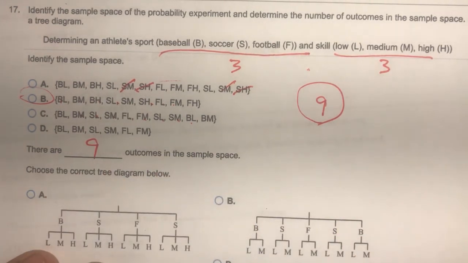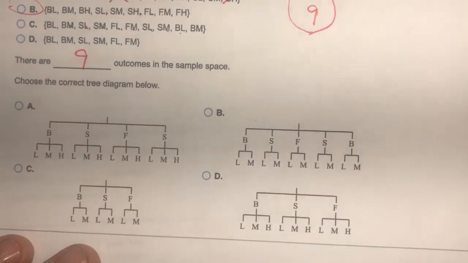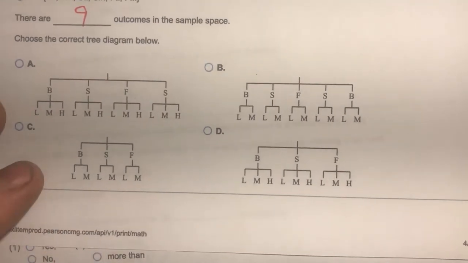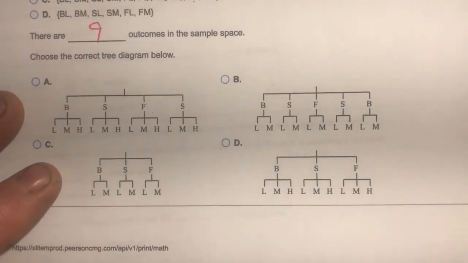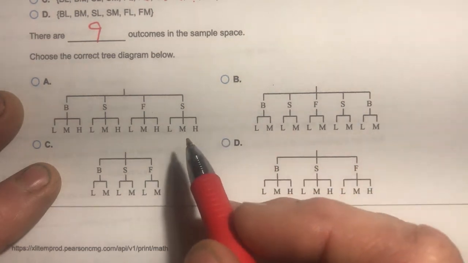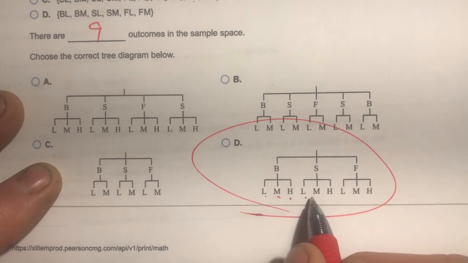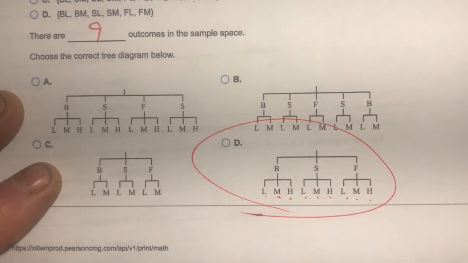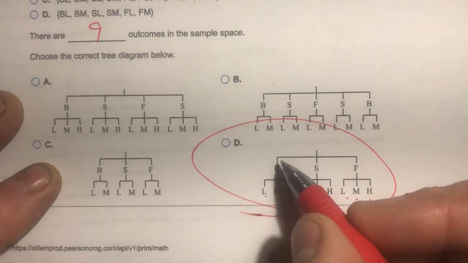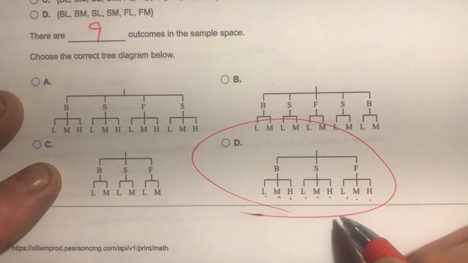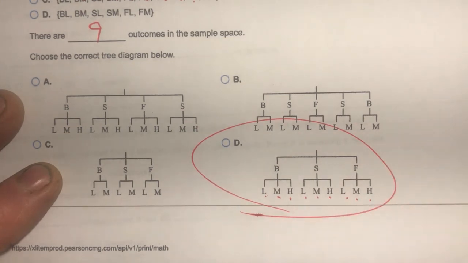Okay. Now I've drawn a tree diagram here to draw out our sample space. And looking at right here, it's got to be this one, because see, there's 1, 2, 3, 4, 5, 6, 7, 8, 9 outcomes. This is BL, BM, BH, SL, SM, SH, and so on.